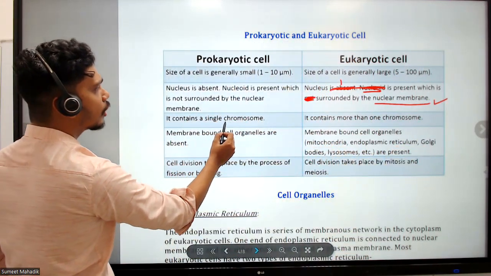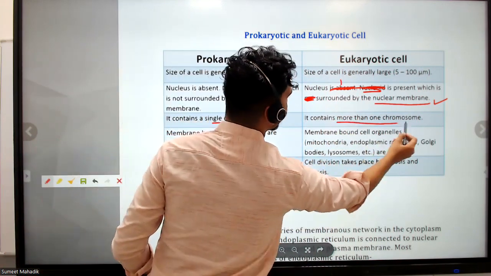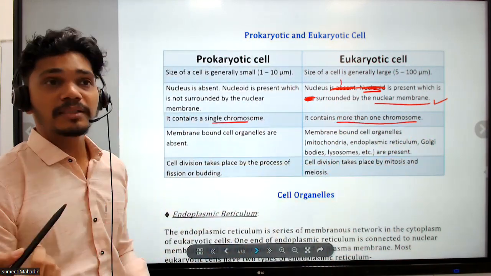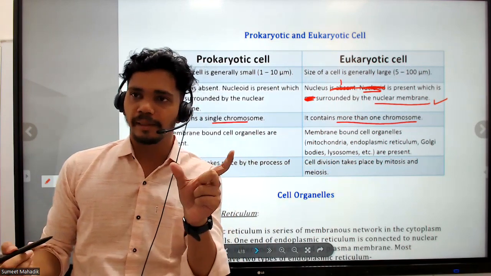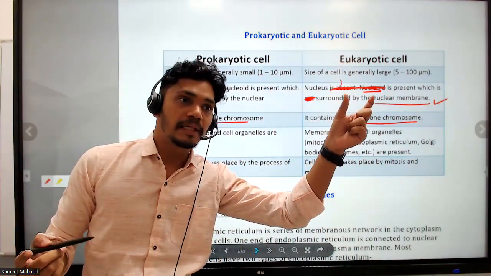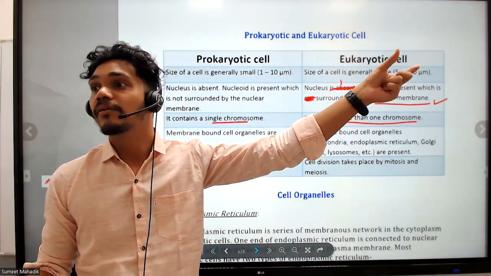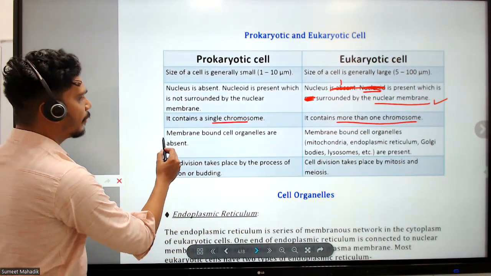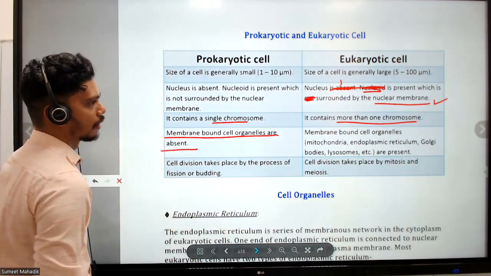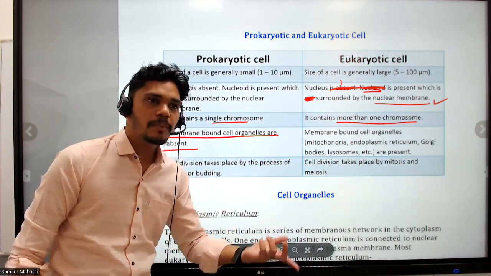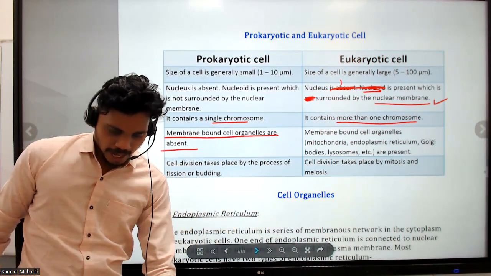Prokaryotes contain a single chromosome. Eukaryotes contain more than one chromosome. Chromosomes are genetic material formed from chromatin. Chromatins are thread-like fibers. Membrane-bound cell organelles are absent in prokaryotes. Why membrane-bound? Because there is no membrane at all. So membrane-bound organelles are absent.